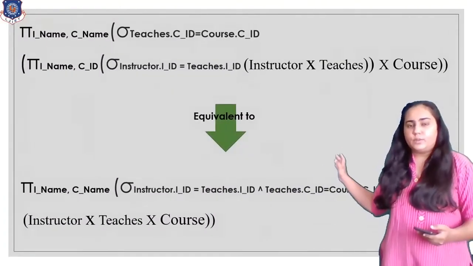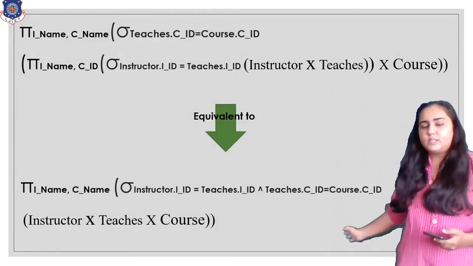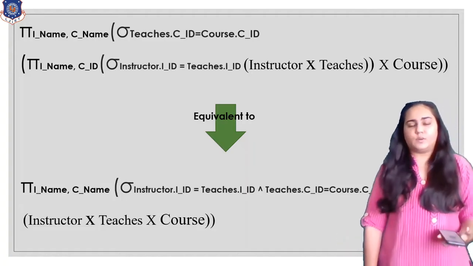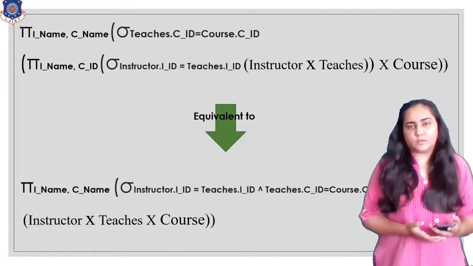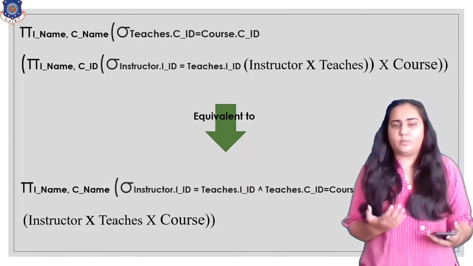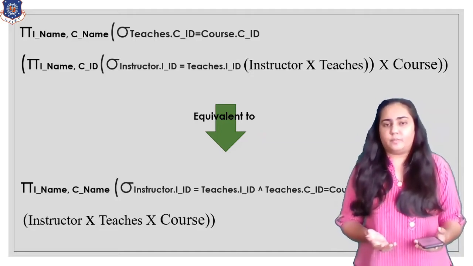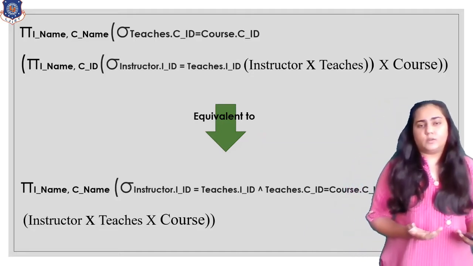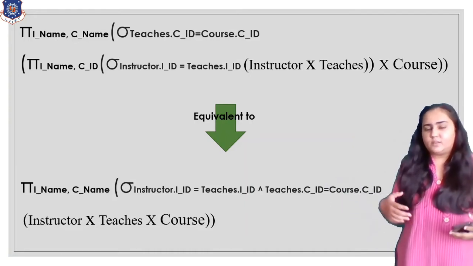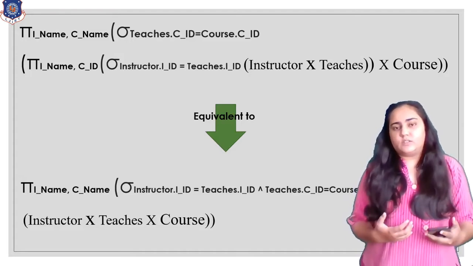This is how you can do it. This is the query we wrote earlier. This is a simpler query, but it does the same work. So it is also known as an equivalent query. A query that produces the same output as another query, but is written in a different manner, is known as an equivalent query.